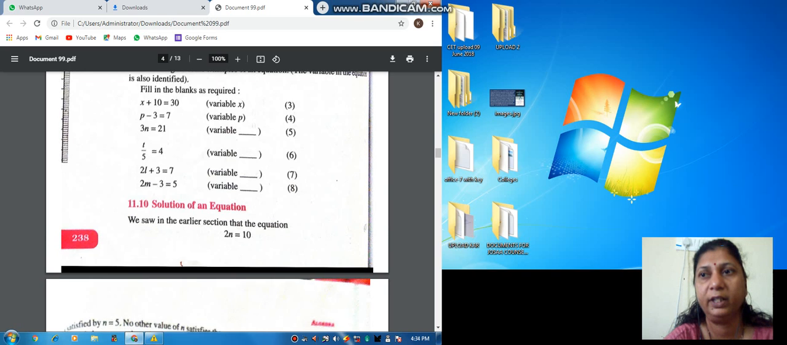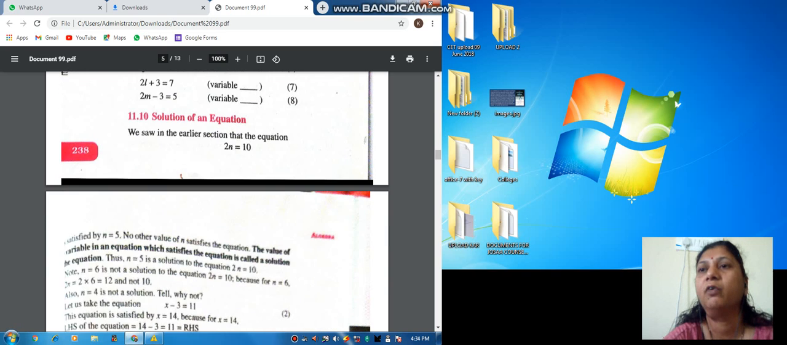Get it? Now let's see what the solution is, how we can find the solution of an equation and what the solution means. Get it? So see here. The value of the variable in an equation which satisfies the equation is called the solution of the equation. Solution of equation किसे कहते हैं?